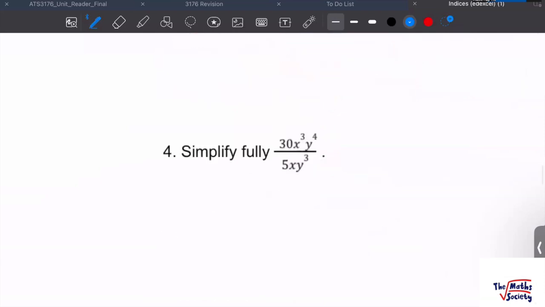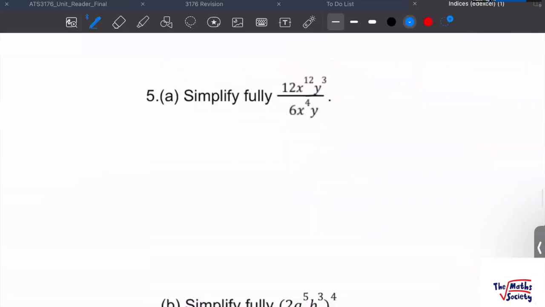And now moving on to number 4, it's also the same, where it's 30 x power cubed y 4. So 30 divided by 5 is 6. X power 3 minus x power 1, that's x power 2. And then y power 4 minus y power 3, which is going to be just y power 1. And number 5 is also the same. x power 12 minus 4, that's 8. And y power 3 minus 1, so that's 2.